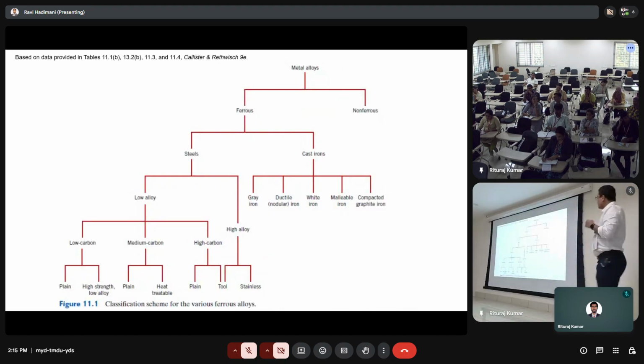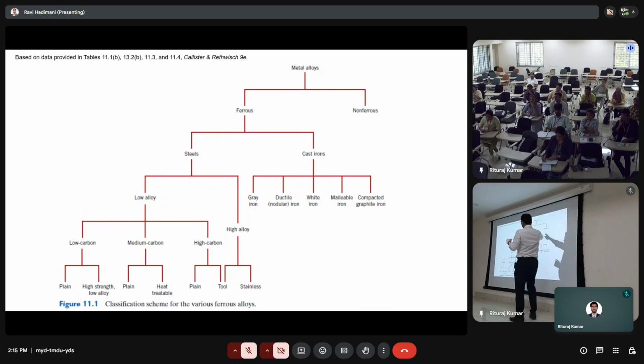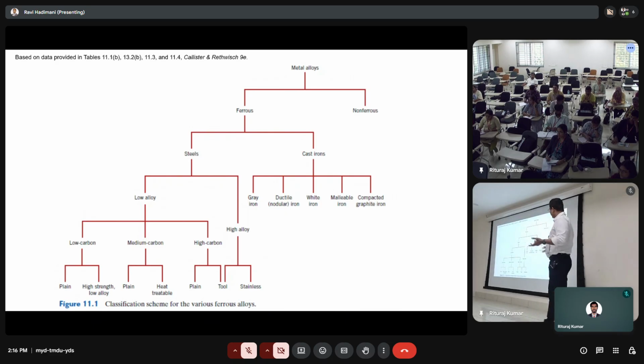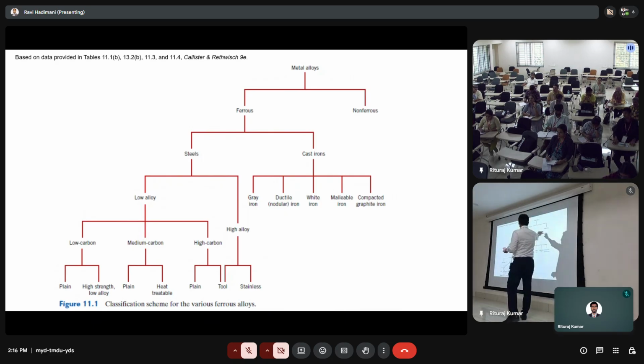So now we already talked about ferrous and non-ferrous. Metal alloys are broadly classified as ferrous and non-ferrous, but I think it's a very steel-centric classification. I mean, why only? It's like saying only iron and non-iron based materials. But anyway. So this is how it's usually classified: ferrous and non-ferrous.